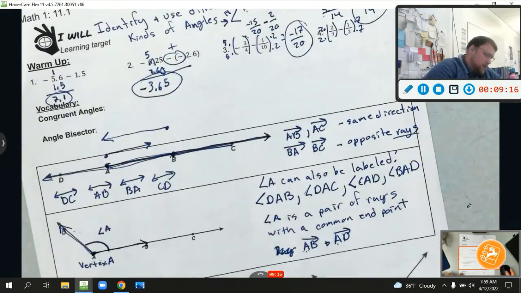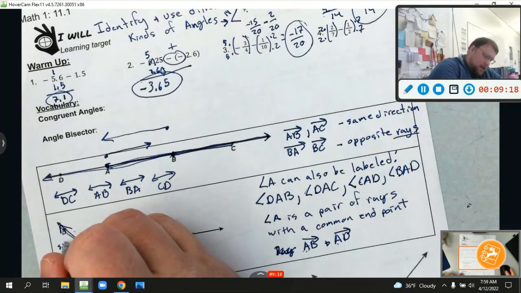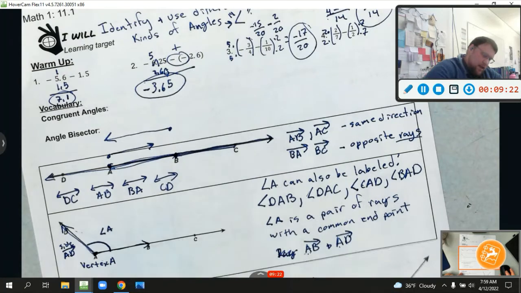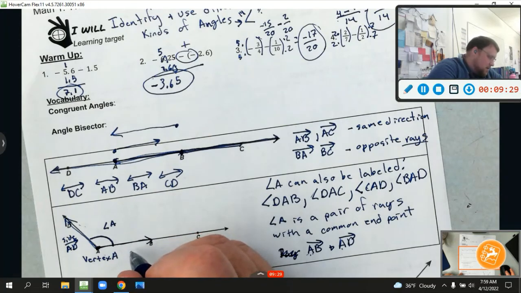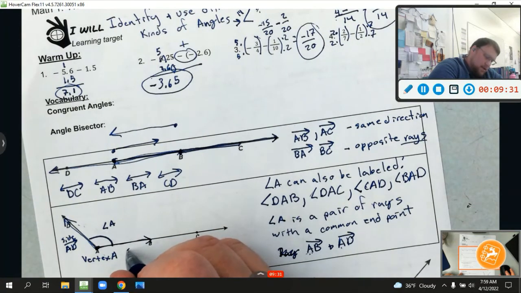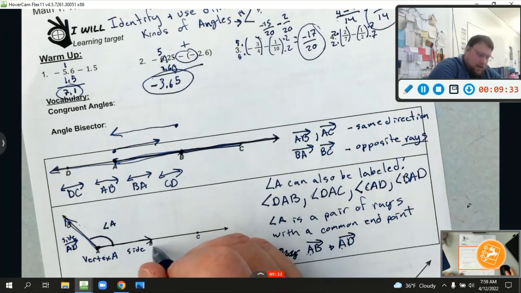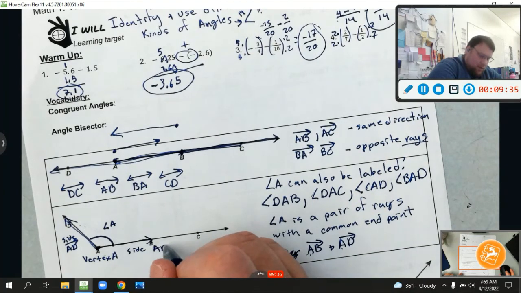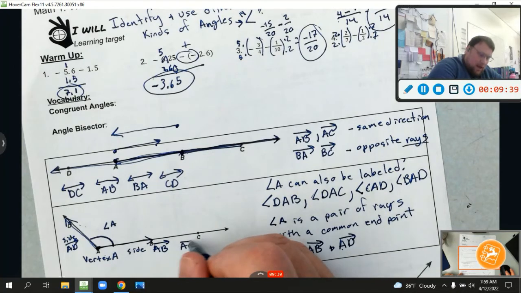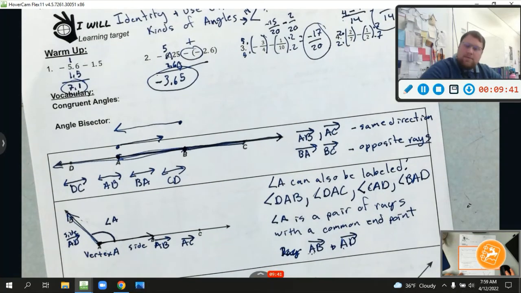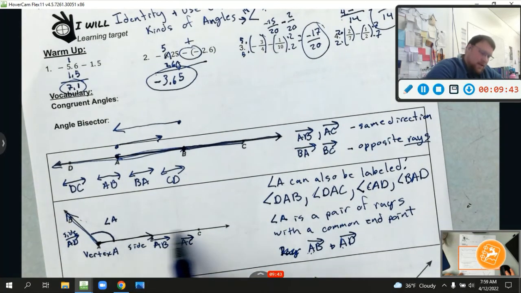And so what will we say? We say this is side AD. An angle always has two sides, and this would be side ray AB, which we already said a second ago, or we could even say the ray AC. That ray would work as well, right? Because AC is still going this direction.